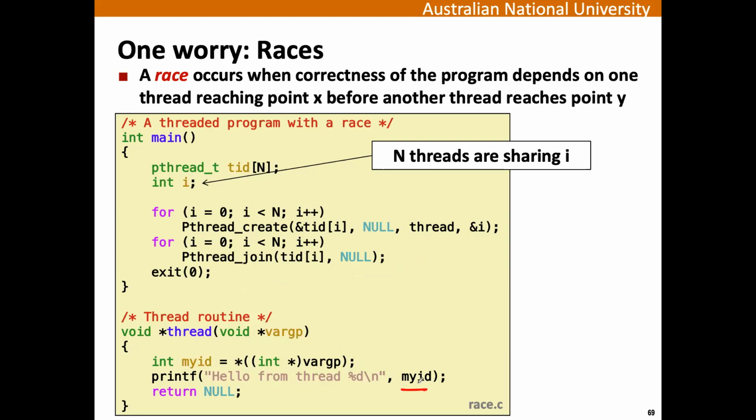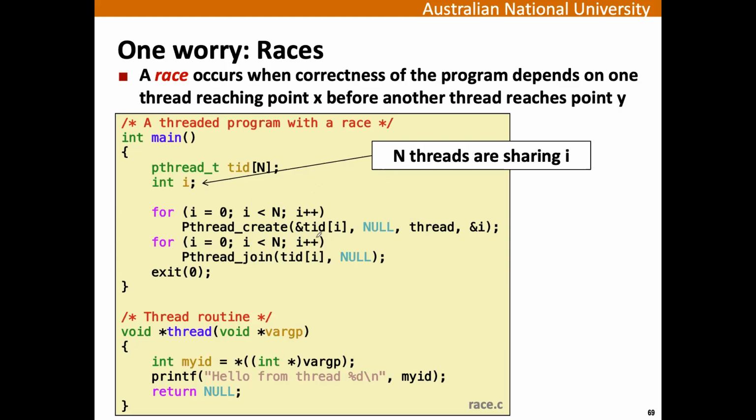If everything works correctly, we will always see hello from thread 0, hello from thread 1. We will never see hello from thread 0, hello from thread 0, hello from thread 1, hello from thread 1, hello from thread 1. We'll never see that, right? We only have one instance of each. But there is a clear race.